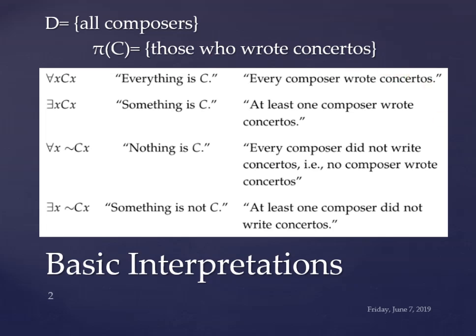Then you have something like this. For all the x's, it's not the case that x is in C. So nothing is in C, or every composer did not write concertos, or you could say no composer wrote concertos. And lastly, there is some x such that x is not in C. So something is not C, so some composer did not write concertos, or at least one composer did not write concertos. That everything, something, nothing, something-is-not style of thinking is very much a part of this language. That's four different categories.